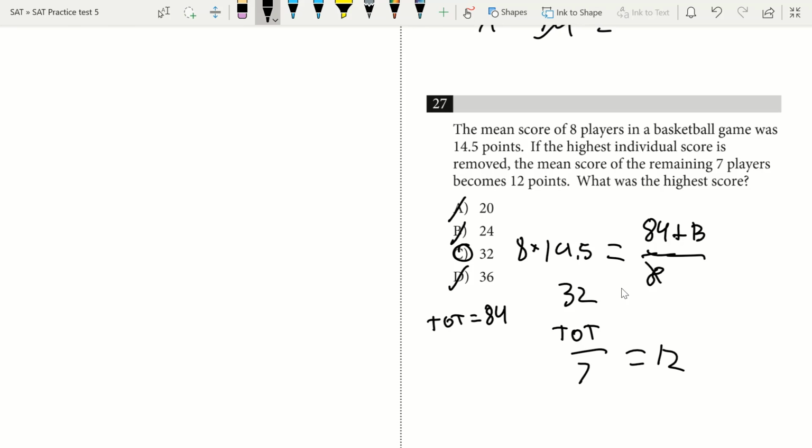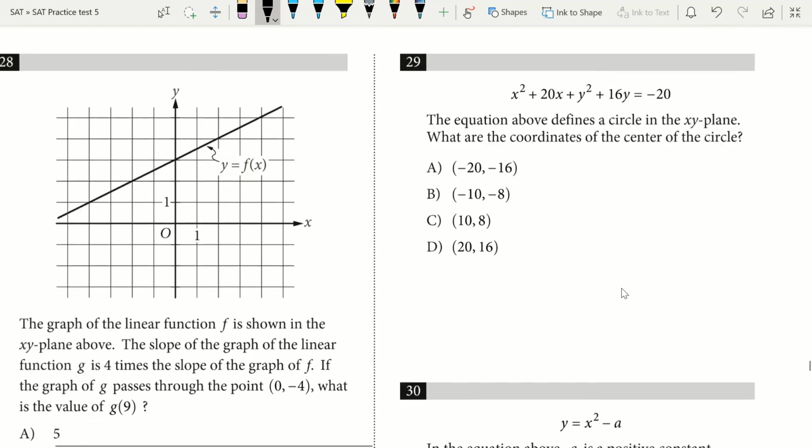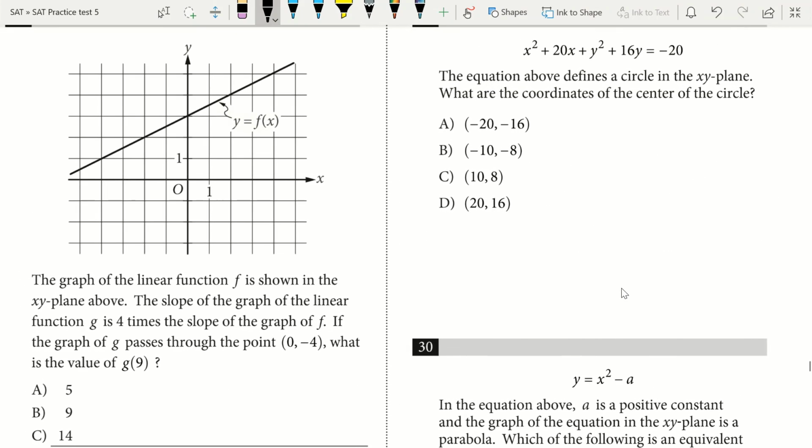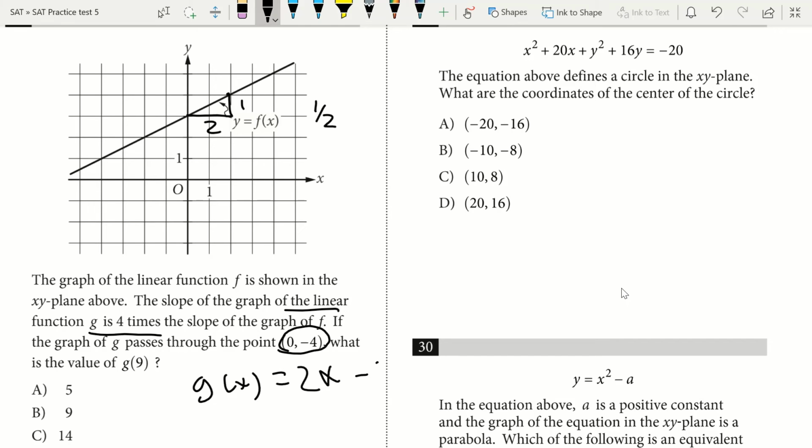All right, moving on. Question 28. The graph of the linear function f is shown in the xy plane. The slope of the graph of the linear function g is 4 times the slope of the graph of f. All right, well, for my function y equals f of x, I run 2, I rise 1, so my slope then is 1/2. I'm told that my function g of x has a slope of 4 times 1/2. 4 times 1/2 is 2, so I'll have 2x, and it passes through the point (0, -4), so that means my y-intercept is -4, so I'll have 2x minus 4 as my equation.